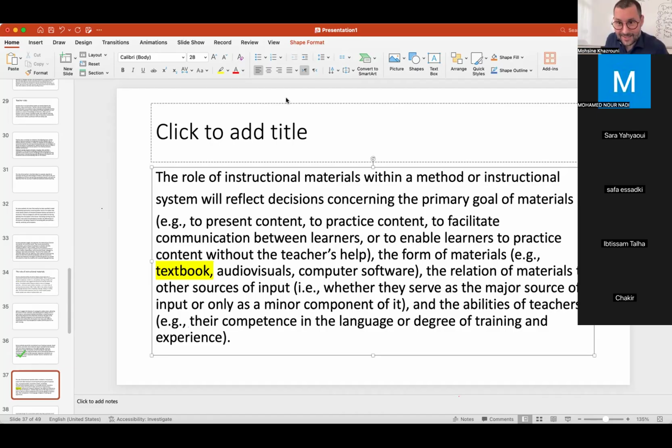But on the other hand, it can be harmful. The textbook sometimes can hinder learning. Why? Because we have one single textbook. In my classroom, I have a variety of levels, mixed abilities. So how can I use the same textbook to deal with diverse students?